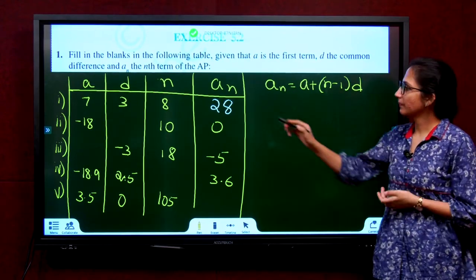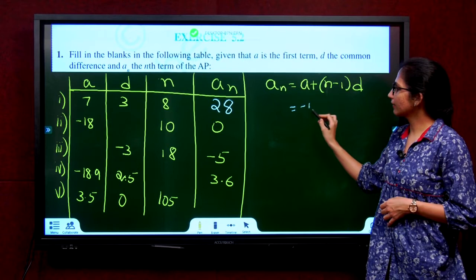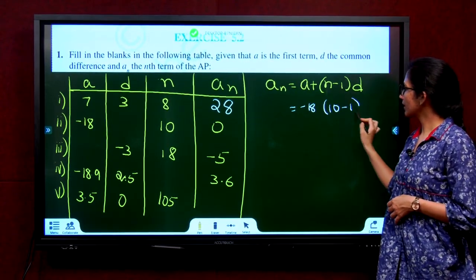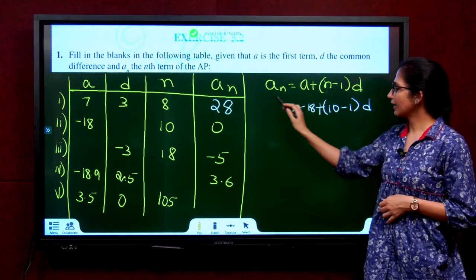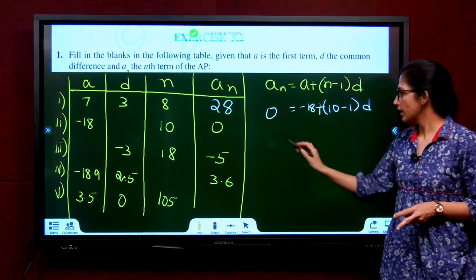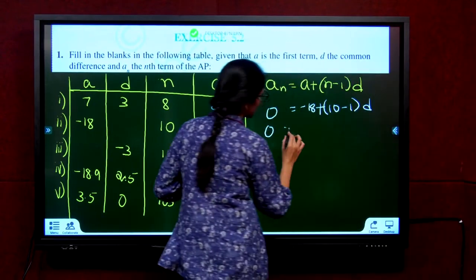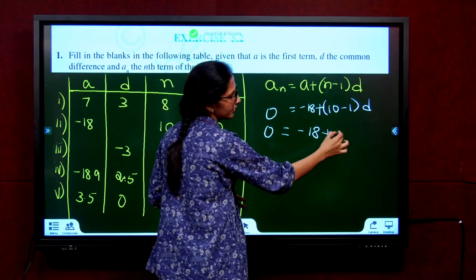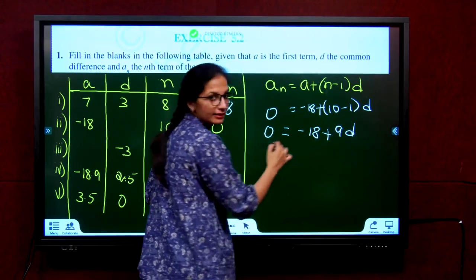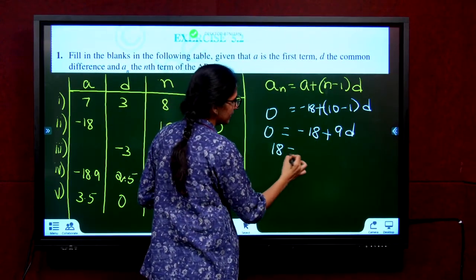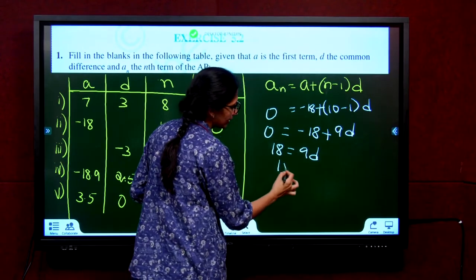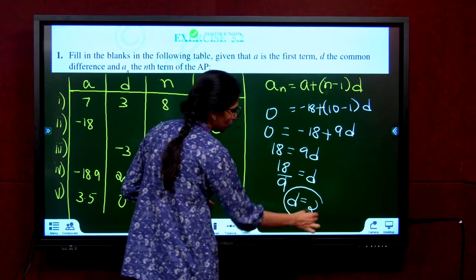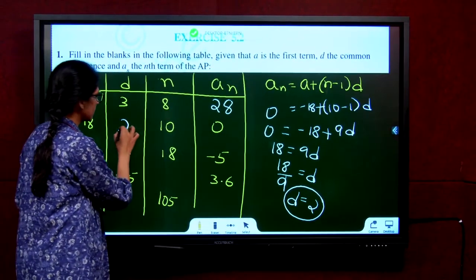The next one, A given is minus 18, N given is 10, D is not given and AN given is 0. 0 is equal to minus 18 plus, you can keep this as 10 minus 1 is 9, 9D. Minus 18 goes aside, 18 is equal to 9D. 18 by 9 is equal to D. D is equal to 2. So what is the value of D here?